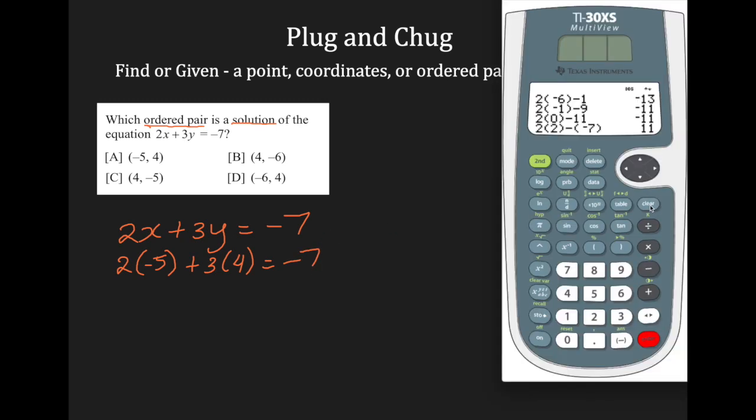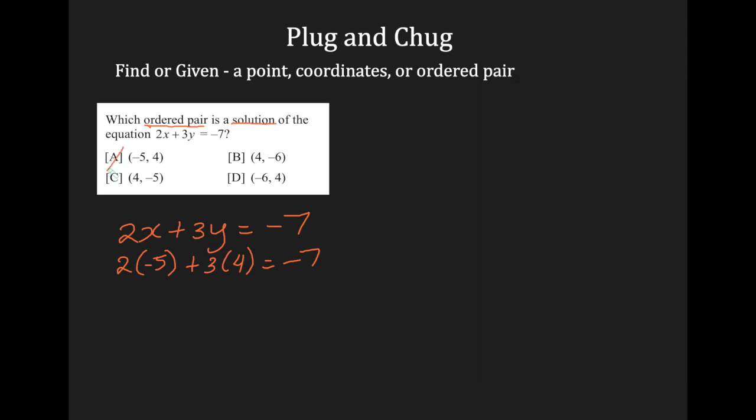Okay, I'm going to clear my calculator because this is a new problem. So I have 2 times my negative 5. And then I'm going to add 3, which is multiplying by 4. And I get a value of 2. So it did not work for A. So A is not my answer, did not equate.